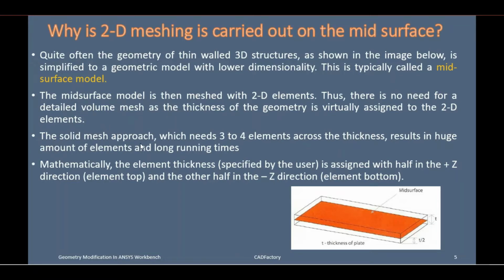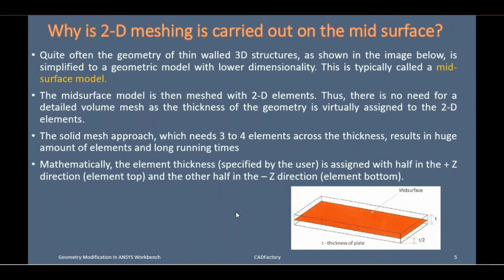A solid mesh approach, which needs 3 to 4 elements across the thickness, results in a huge number of elements and long running time. As we use solid mesh, that is solid 3D elements, it will increase your simulation time, because the order of elements will increase, the number of nodes will increase, and that will increase your simulation time. Mathematically, the element thickness specified by the user is assigned with half in the positive z direction, that means above the element or top side of the element, and the other half in the negative z direction, that means bottom side of the element.